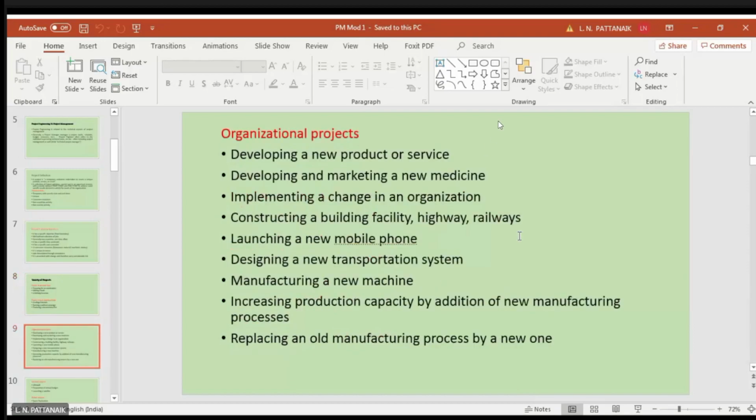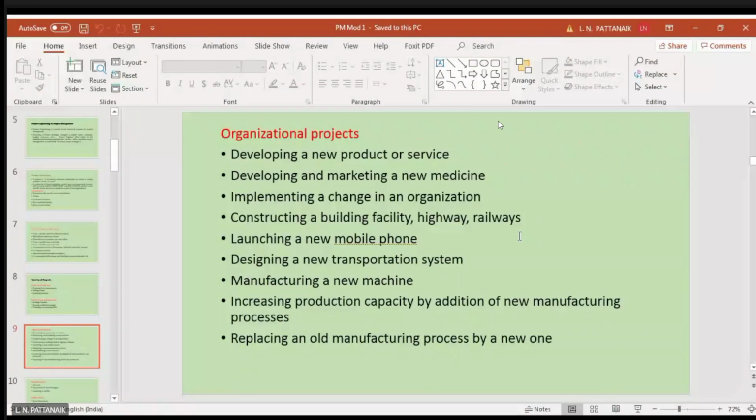Okay, the next category is organizational projects. Under this category, you can see developing a new product or service, developing and marketing a new medicine, implementing a change in an organization, constructing a building, facility, highways, railways. So these are typical large scale projects you can understand. See, there are so many good examples of projects.